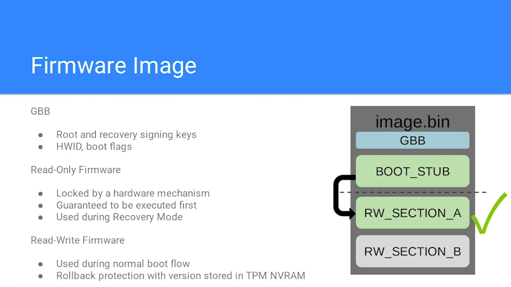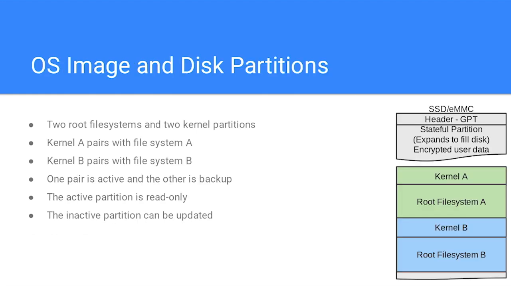So it has two slots where those RW parts are stored. It picks the one with the highest version, and it also checks that the version is not lower than the minimal version it accepts. It verifies the signature, and it boots it. Same with the OS image and kernel. There are two kernel partitions, kernel A and kernel B. The read-write firmware checks which one is newer.